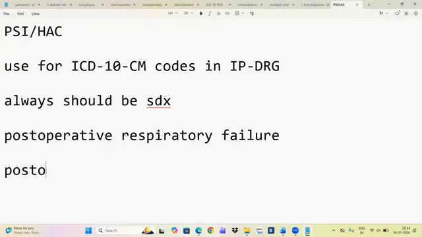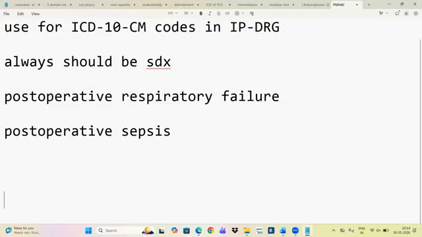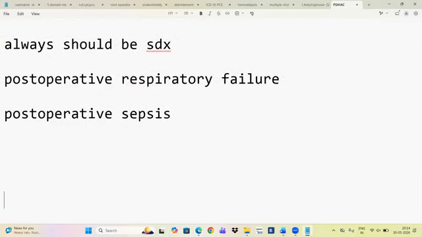Post-operative sepsis. In these two related conditions, you will get questions like: which of the following diagnoses should be considered as PSI? They will give some options, and in that we need to find the exact PSI-related condition. Or they will ask: which of the following is a part of PSI? Clear? Which diagnosis should be part of PSI? They will give the question.